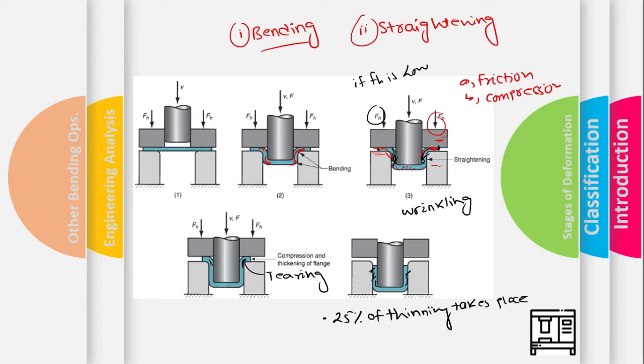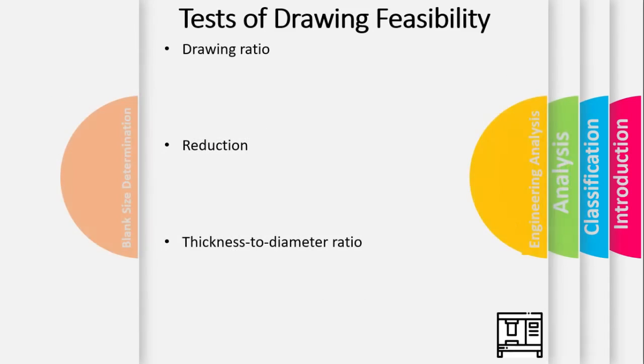Now let's move towards some engineering analysis of the drawing operation. First and foremost is the drawing ratio. The drawing ratio is used to determine the feasibility of the drawing operation. Initially, we can say the drawing ratio equals D_b divided by D_p, that is the diameter of the blank divided by the diameter of the punch.